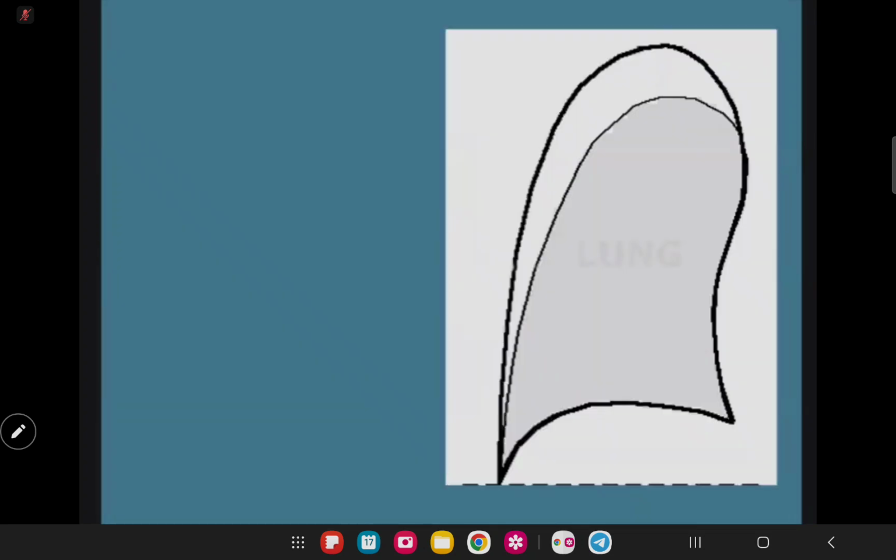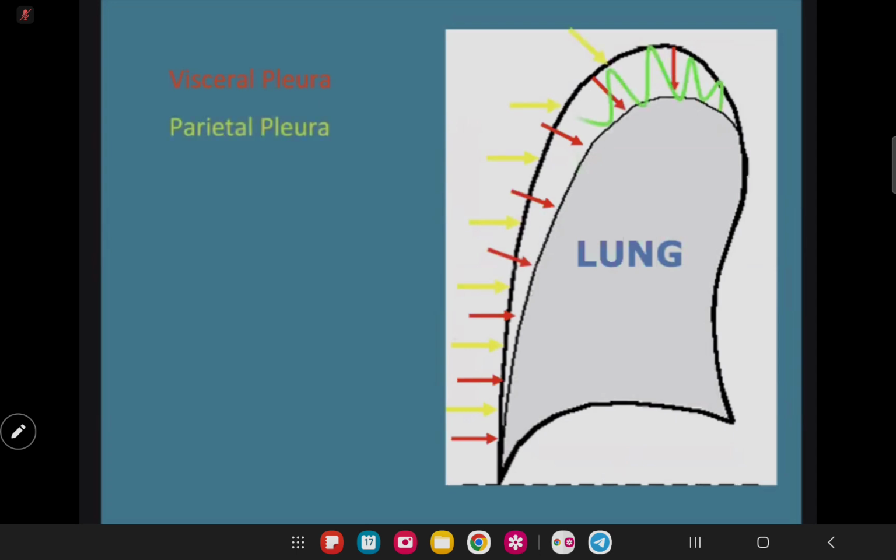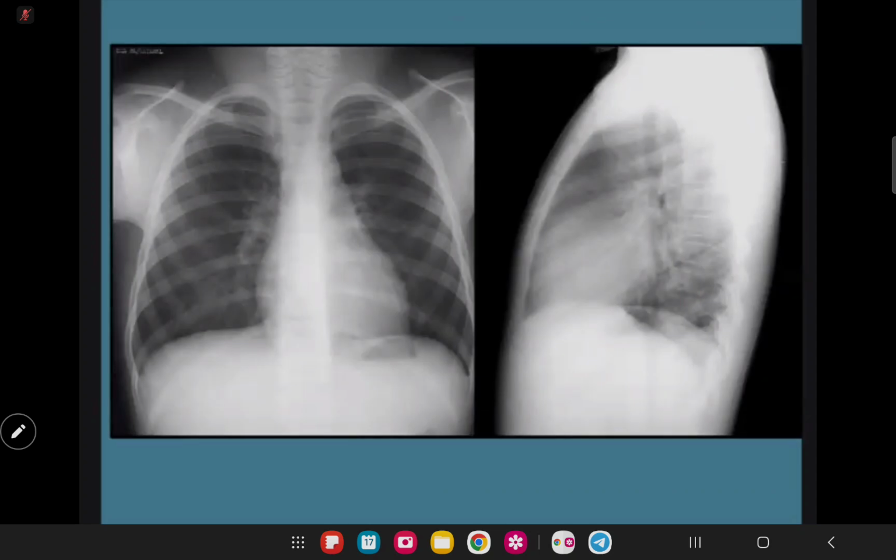So your pleura, that would be your lung, and what type of pleura is that? That's your visceral pleura. And then your parietal pleura, and then your pleural space. Normally you would have at least 15 to 20 cc of pleural fluid. Your costophrenic sulci should be sharp. If it is not sharp, if it's blunted, that means you would have accumulation of fluids there.